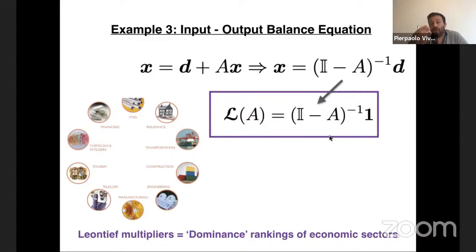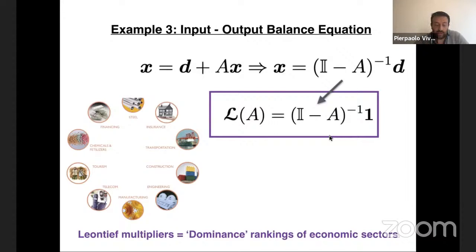If we write this linear equation in vector matrix form, we have that the solution of this system for the money earned by a given sector, or alternatively for the amount of good that each sector produces, is given in terms of this fundamental matrix, identity minus the interaction matrix, all raised to the power minus one, applied to the vector of external demand. And if the external demand is unity, this gives rise to what is called in economics the Leontief multipliers. Leontief multipliers are essentially the dominance rankings of economic sectors. But this mathematical structure, identity minus the interaction matrix to the minus one, is common to all dominance relations that I've shown before, and to many other situations that I will illustrate later.